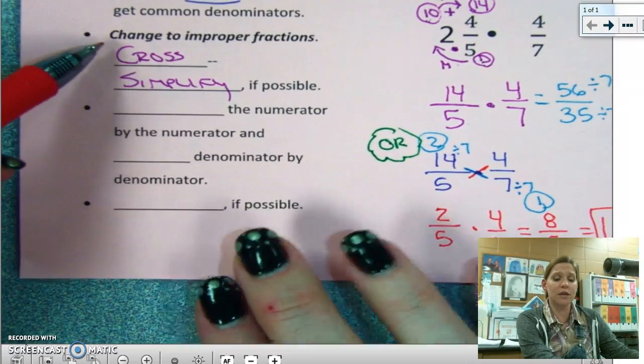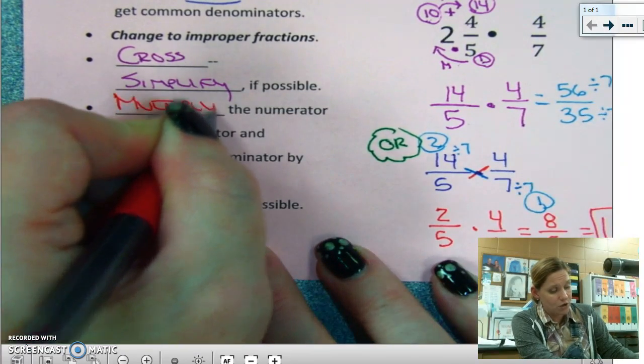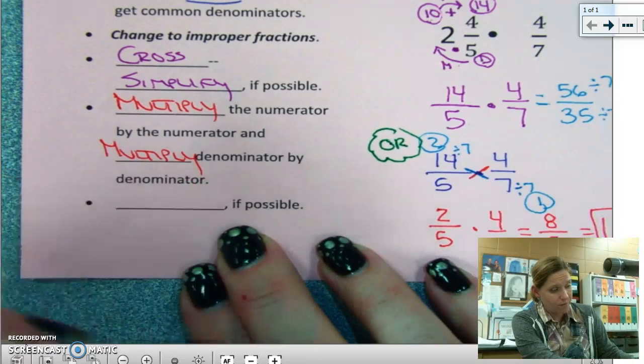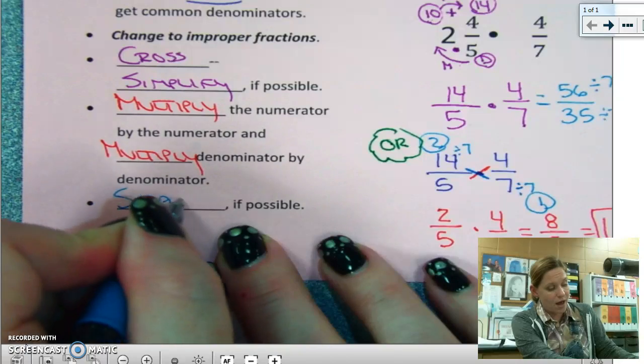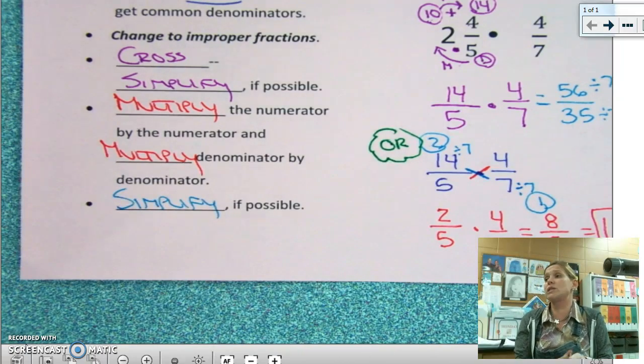If you have a different method and it still works, that's great too. Let's finish up our notes here. After we cross simplify, we multiply numerator by numerator. We multiply denominator by denominator. And of course, we always see if we can simplify. And simplify means turn it into a mixed number or simplify our fractions in lowest terms.